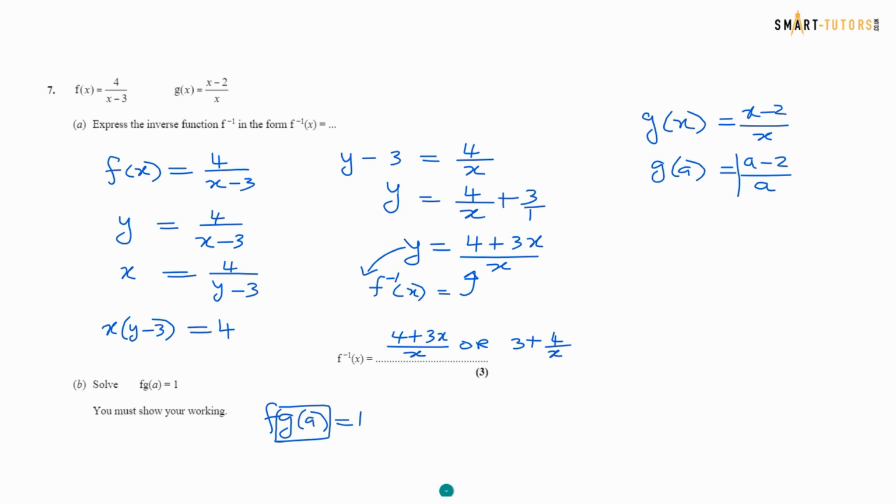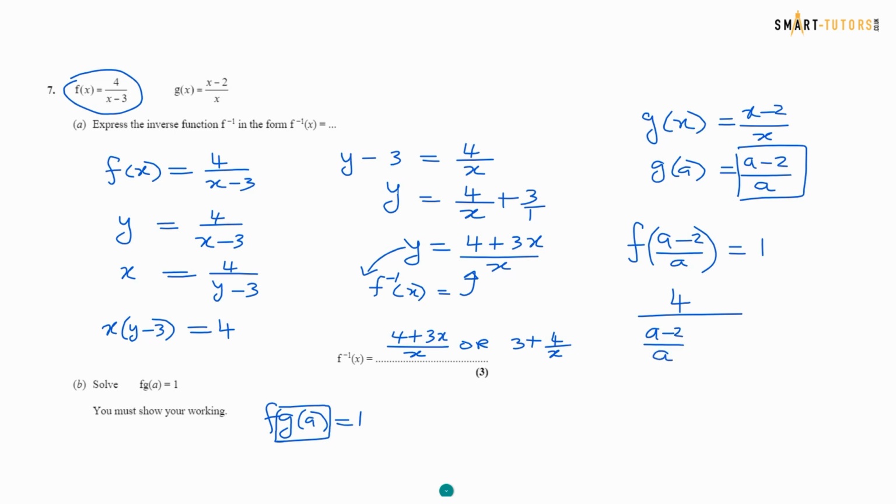So this function is going to be substituted into f. So f of (a − 2)/a equals 1. In that function, f(x) is defined as 4 over (x − 3). So f of (a − 2)/a is 4 over ((a − 2)/a − 3), equal to 1.